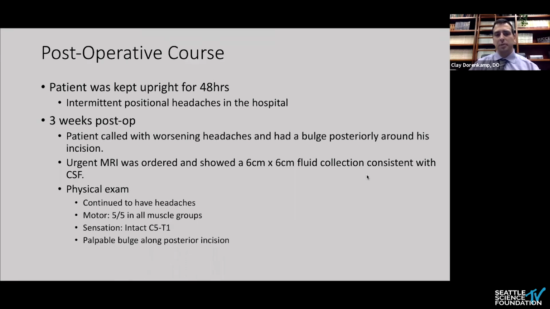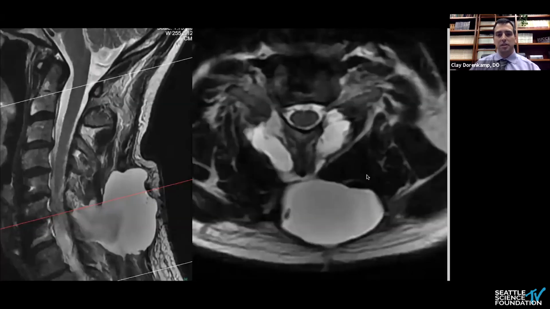3 weeks post-op, the patient called with worsening headaches and had noted a bulge posteriorly around his incision. An urgent MRI was ordered and showed a 6x6 fluid collection consistent with CSF. Thankfully, this patient continued to be neurologically intact, but he did have worsening headaches at this point. And there was a palpable bulge along his posterior incision.